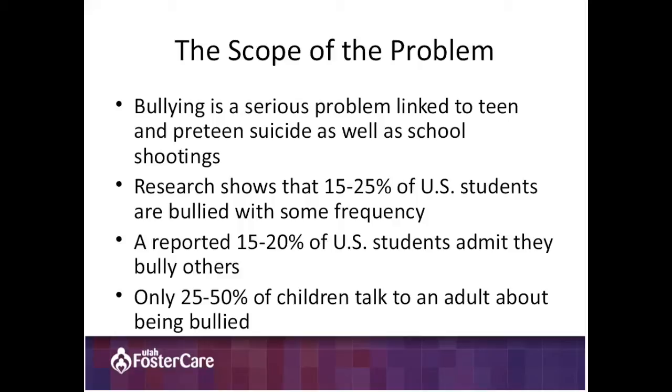Research on bullying shows us that 15 to 25% of students are bullied with some frequency, and a reported 15 to 20% of U.S. students admit that they bully others. Only 25 to 50% of children talk to an adult about being bullied, which is huge. That's definitely a number that we want to bring up. In the first two cases, with the 15 to 25% of students and the 15 to 20%, we want to bring those numbers down. But most importantly, today we really want to talk about the third statistic, the 25 to 50%, and we want to increase their tendencies to talk to an adult. We're definitely going to talk about how we can do that as we move forward today.